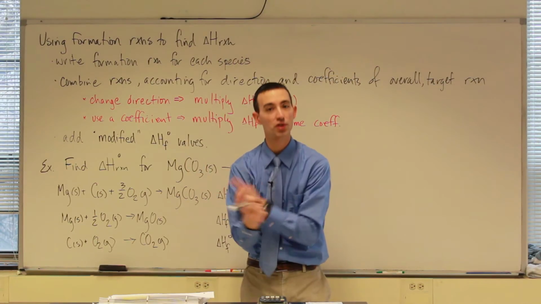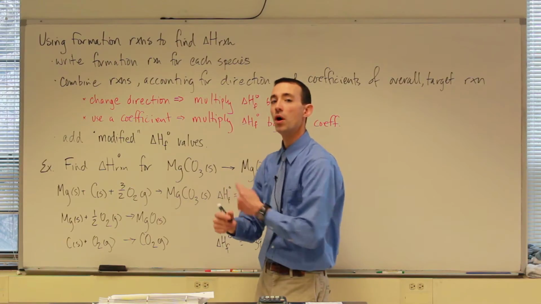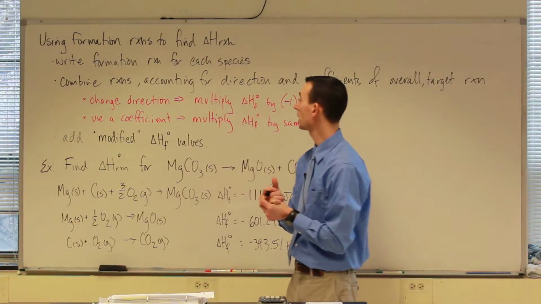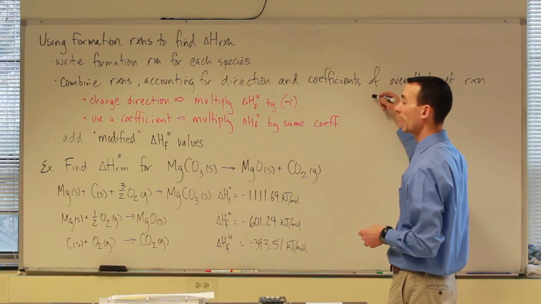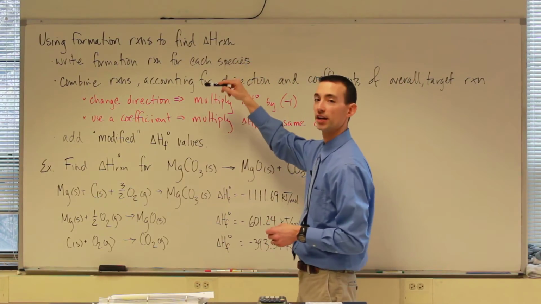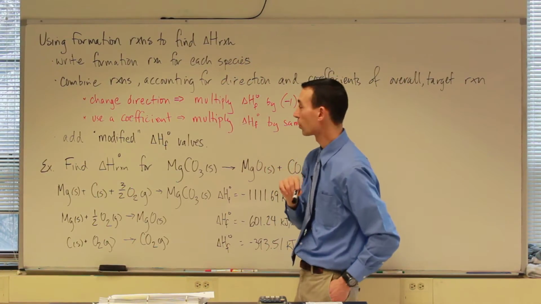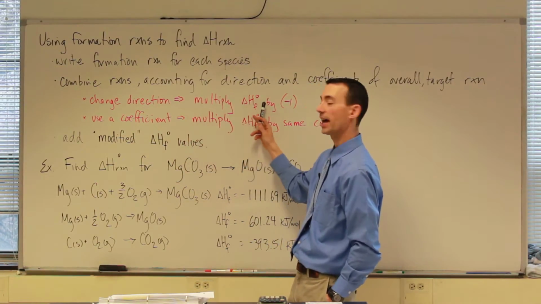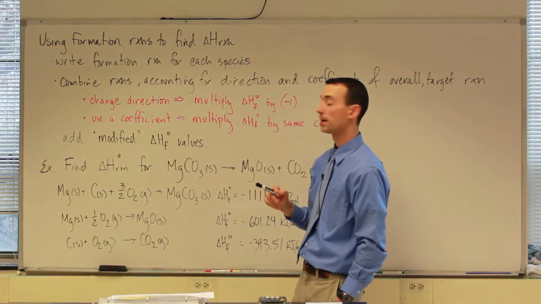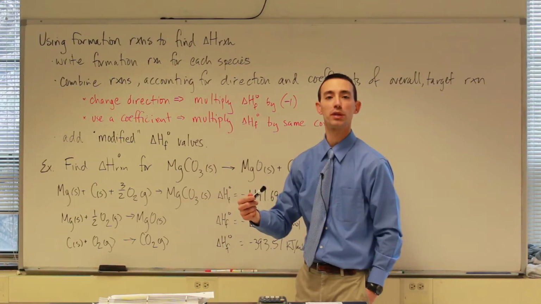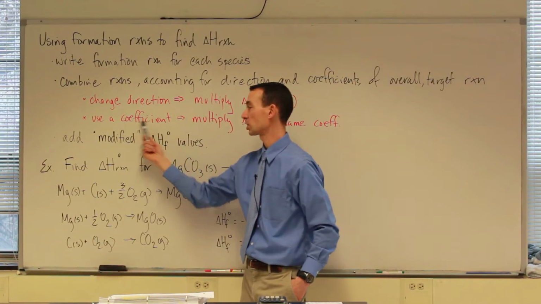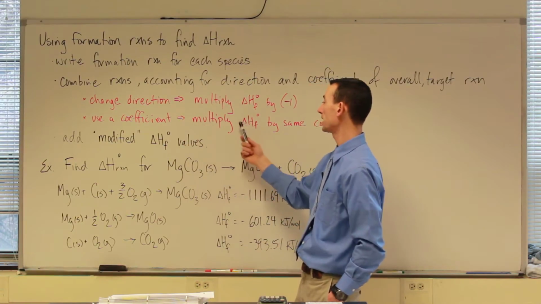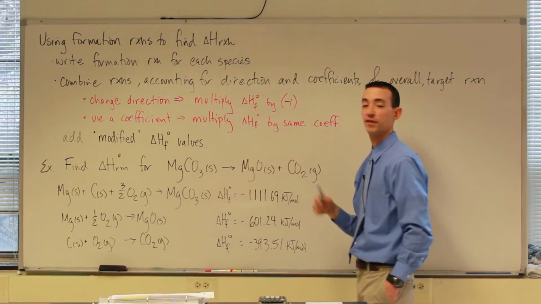So maybe you need to reverse a reaction like we had done in the previous example. Maybe you need to double a reaction, have it happen twice like we had in the previous example. Keeping in mind that whatever you do to the reaction, you must also do to its corresponding energy. So if you change a reaction's direction, don't forget to change its enthalpy by multiplying by a -1. And if you use a reaction multiple times, 2, 3, 4 times, because it has a coefficient in the overall reaction of 2, 3, or 4, you also must multiply the enthalpy of formation by that same coefficient.